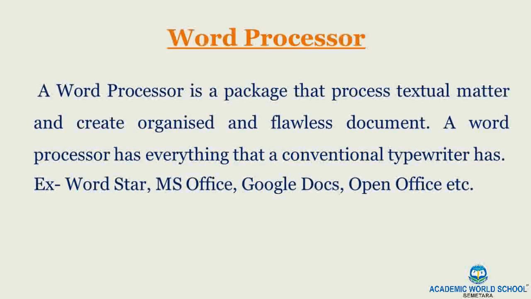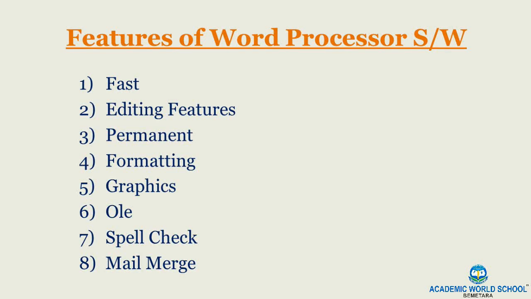Next one is the features of word processor software. Word processor software has many different types of features. The first feature is that it is fast. Word processor software is very fast, as it doesn't require any mechanical help or any machinery. Here you require only a computer and this software. You can work easily and you can work fast.